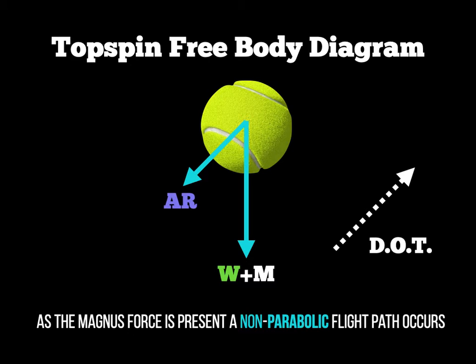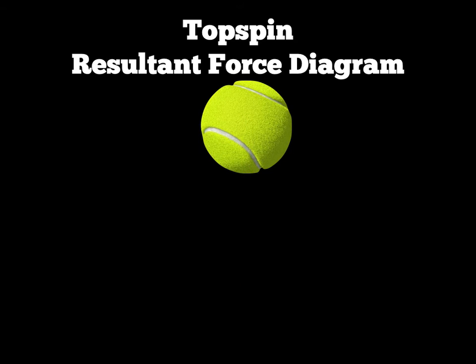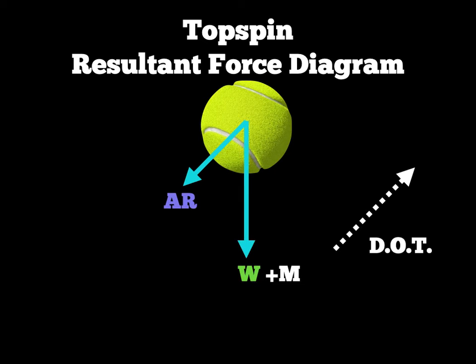Okay, so again, still sticking with topspin, how do we put the Magnus force into a resultant force or parallelogram of force diagram? So here it is. If you remember with your resultant force diagrams or parallelogram diagrams, same principles apply. Direction of travel needs to be put in. Nice big tennis ball. Start off with a free body diagram like we've just done. So air resistance from the centre of mass, weight from the centre of mass. But now we've got the Magnus force, so we've got to add the plus M. And then the rest is the same as a resultant force diagram.